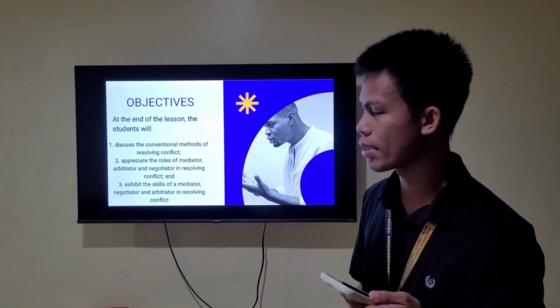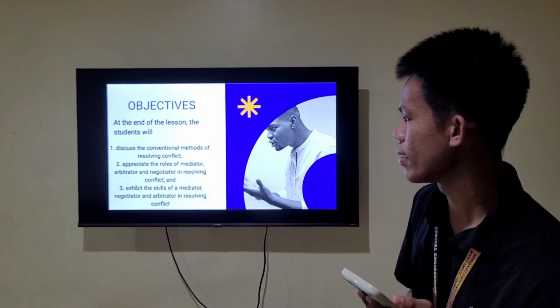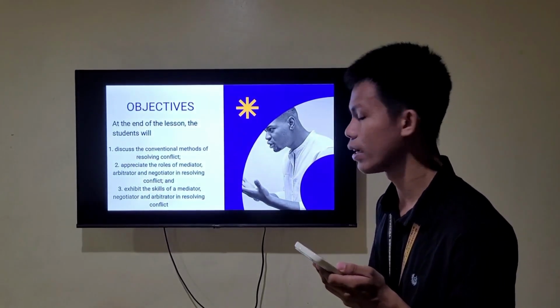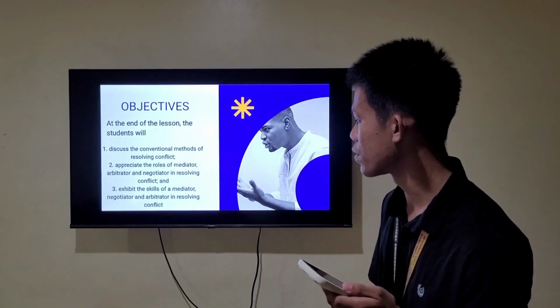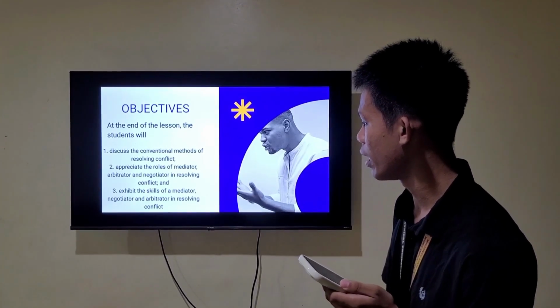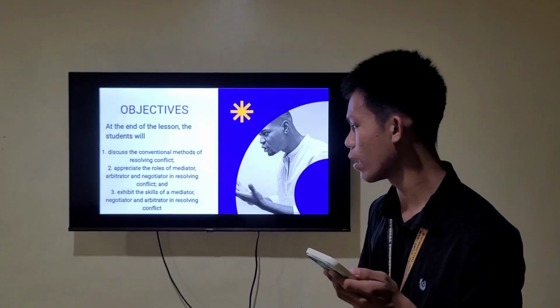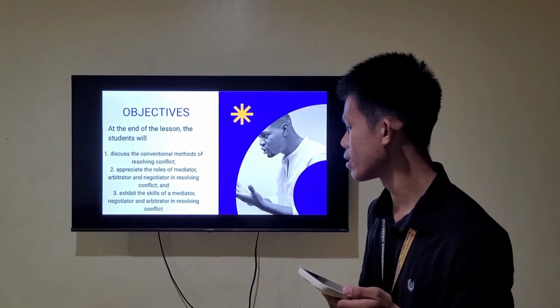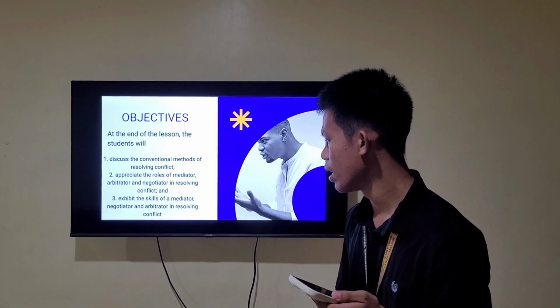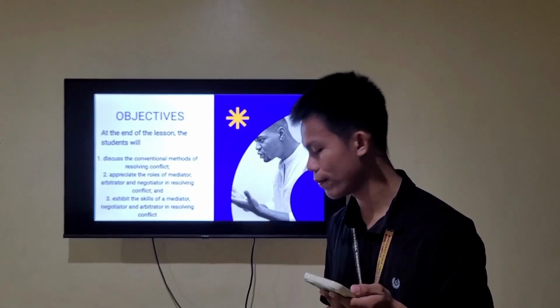Objectives. At the end of the lesson, the student will discuss the conventional methods of resolving conflict, appreciate the roles of mediator, arbitrator, and negotiator in resolving a conflict, and exhibit the skills of mediator, negotiator, and arbitrator in resolving conflict.